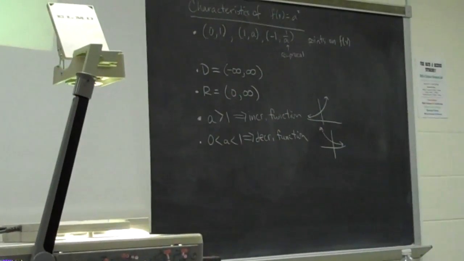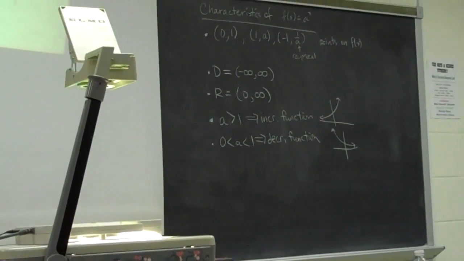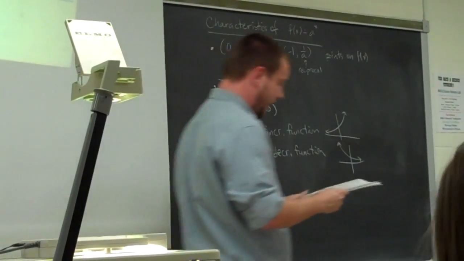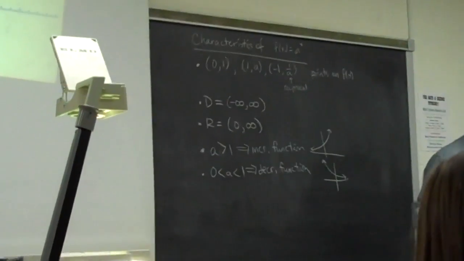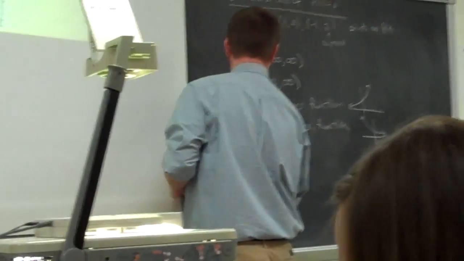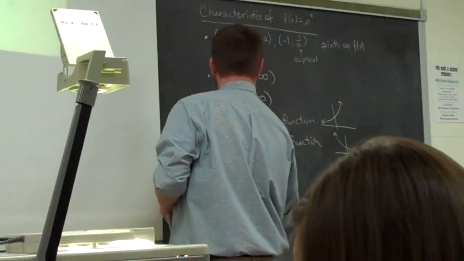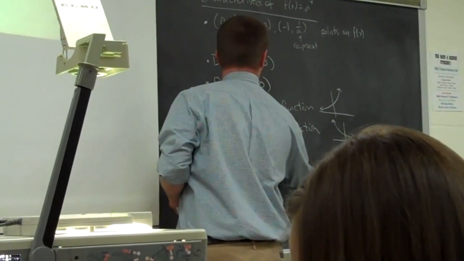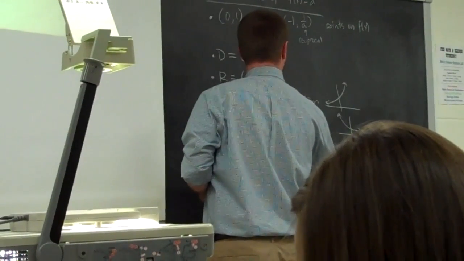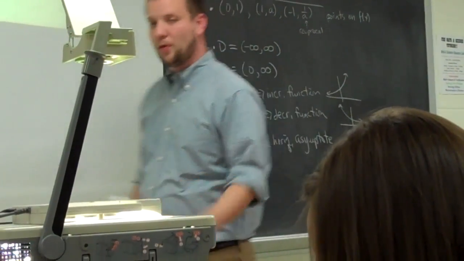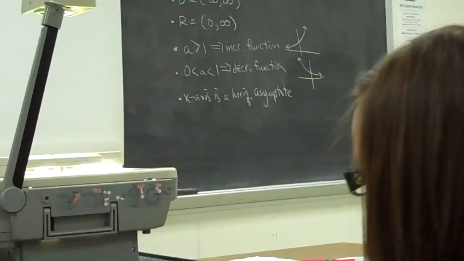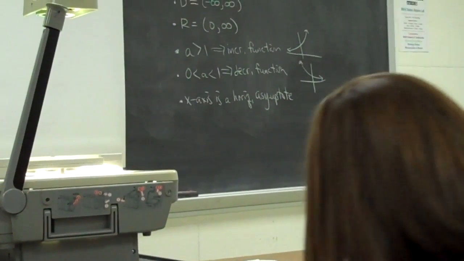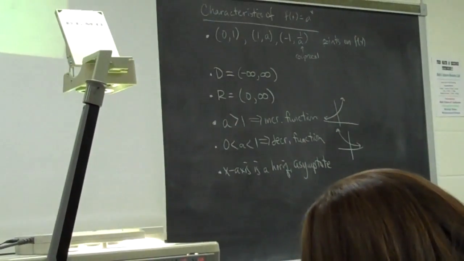And last thing. The asymptote we mentioned. These guys are going to have horizontal asymptotes. And as long as we haven't moved this graph up or down any, that horizontal asymptote is going to be your x-axis.